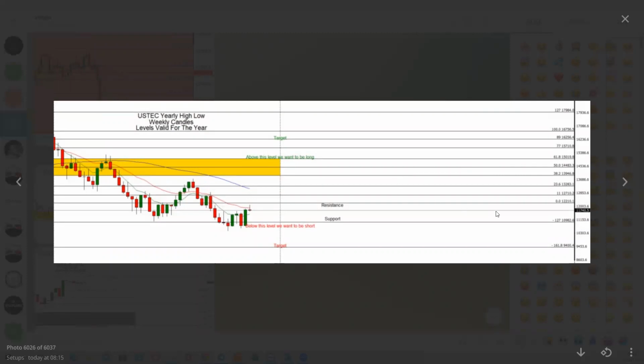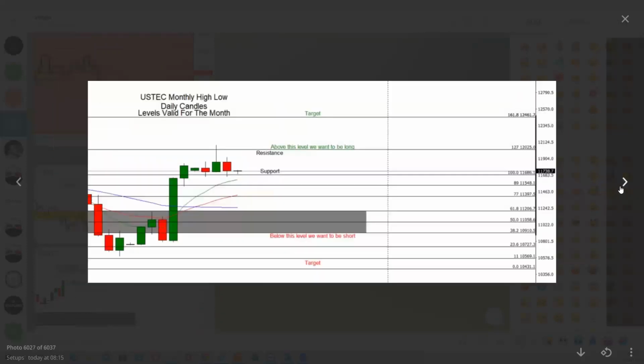USD yearly high-low, currently between levels of 0 and minus 127. Support resistance, if you look at the moving averages, 50 is above 21, above 8. That's indicating trend is down. So we're still looking for that minus 161.8 target level there.